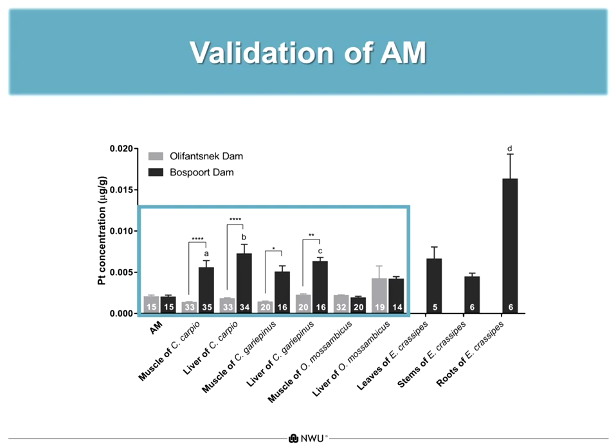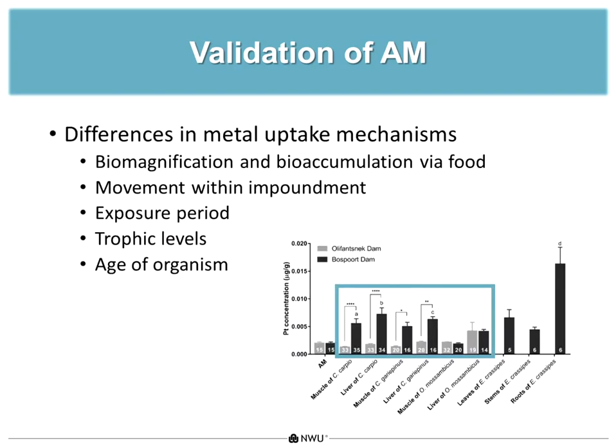Two of the three fish species, the common carp and the sharp-toothed catfish, showed higher platinum concentration in the muscle and the liver at Bosper Dam as compared with Olifantsnek Dam, and thus the same pattern as the aqueous platinum concentration. There are significant differences between the metal uptake mechanisms of the AMs and the fish.